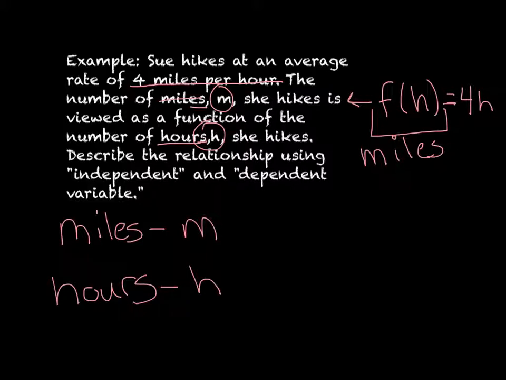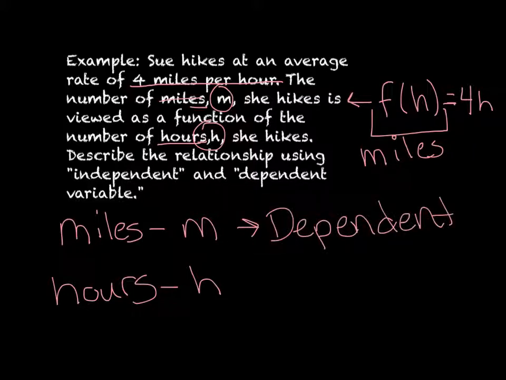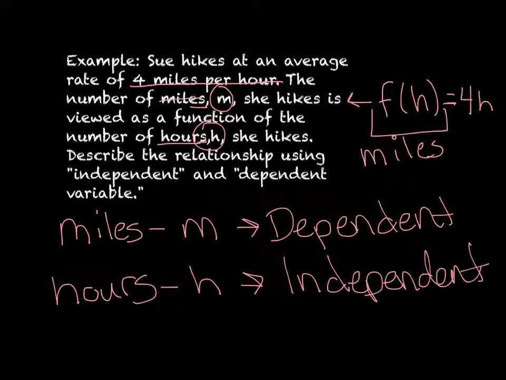So I know that her rate is 4 miles per hour. In order for me to know how many miles she has gone, I have to know how many hours she's been going. So in that case, that makes my miles M dependent on the hours. So M would be our dependent variable, and H would be our independent variable. Okay?